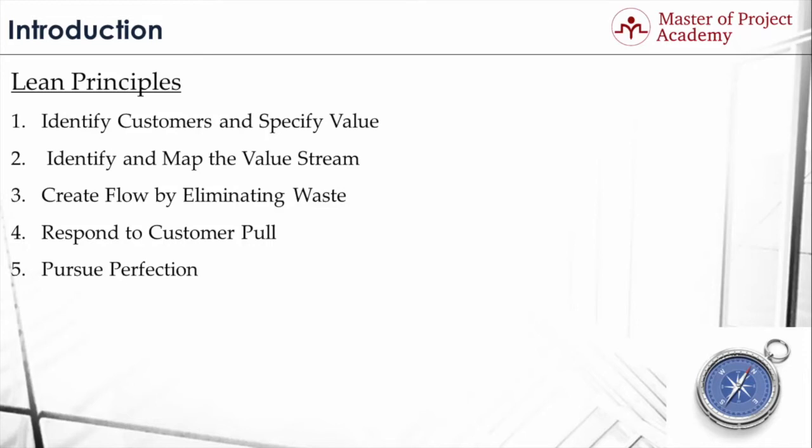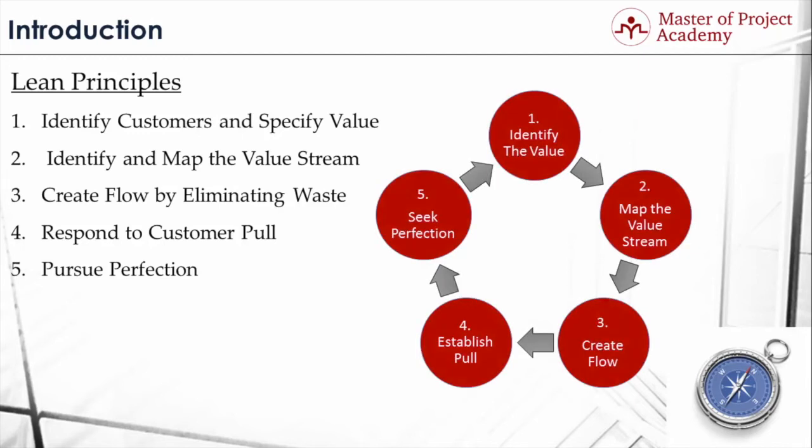As this happens more and more, layers of waste become visible, and the process continues towards the theoretical endpoint of perfection, where every asset and every action adds value for the end customer. By following these five principles of Lean, you will implement a philosophy that will become just the way things are done. The diagram represents the cycle of Lean principles. It clearly indicates that Lean is a never-ending process, and that is why it is a continuous waste elimination process.